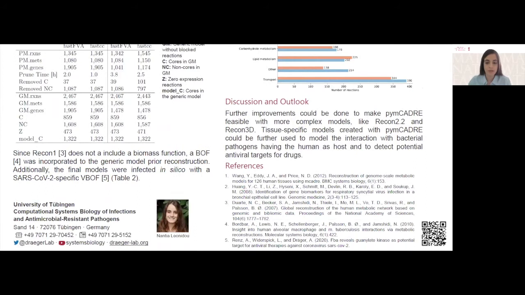Now, last but not least, further improvements need to be done to make pymCADRE feasible with more complex and more comprehensive models like ReconII and ReconIIID. And in the future, tissue-specific models created with pymCADRE can be used to model the interaction with bacterial pathogens, having the human as host, and detect other potential antiviral targets for drugs like the guanylate kinase.